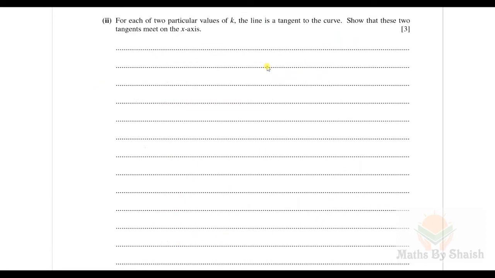Let's do the second part of it. The second part is for each of two particular values of k. So for k equal to 1 and minus 1 by 2, the line was y equal to 3kx minus 2k to the curve. Show that these two tangents meet on the x-axis. So the line is a tangent, and we need to prove that they meet at the x-axis.